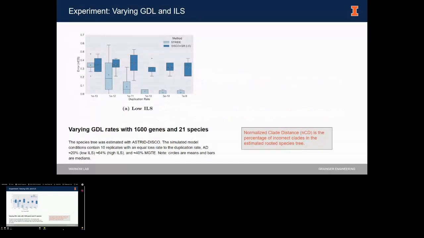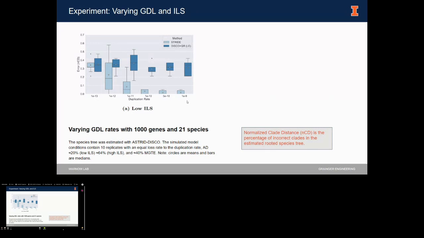On this figure here, we have the y-axis, and it measures error in normalized clade distance. Normalized clade distance is the percentage of incorrect clades in the estimated species tree that we got at the end of our pipeline, compared to a true tree that we have because we simulated the data. We have the exact true species tree. And then down here on the x-axis, we have the duplication rates starting low on the left and going to high on the right.